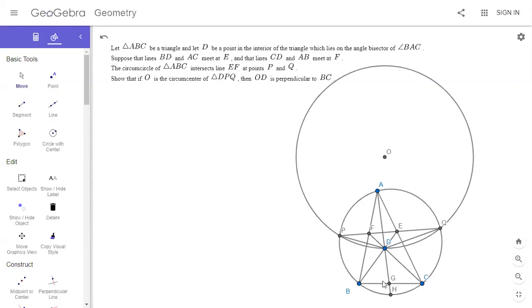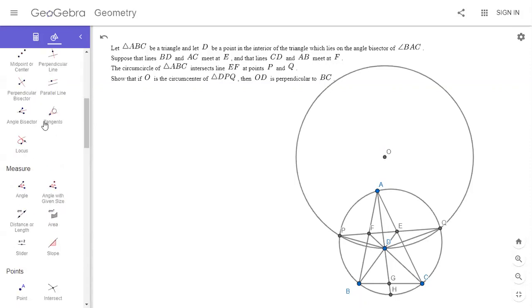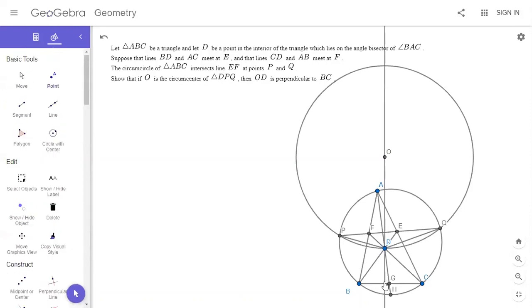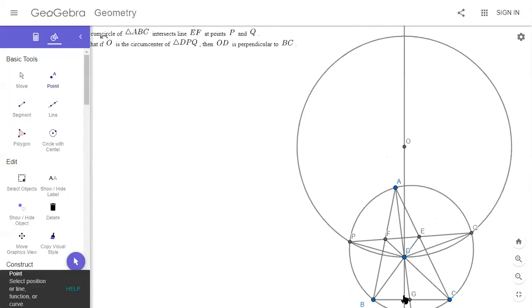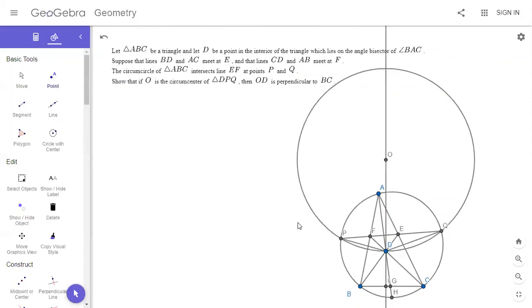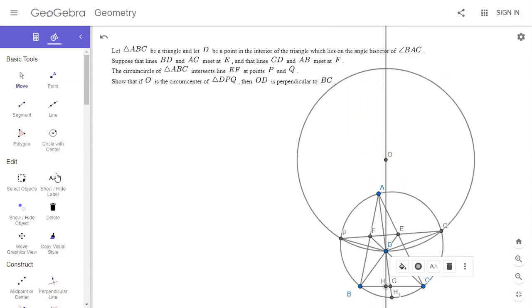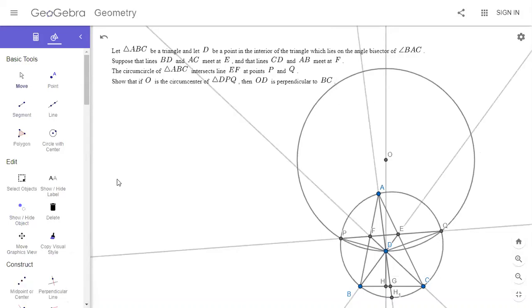Yeah, so I wonder if we could drop a perpendicular from D to BC and then show that that point is collinear with O. I'm going to try that. Call it J. Actually, why not H? So H is the perpendicular from D to BC. And I want to show that D, H, and O are collinear.